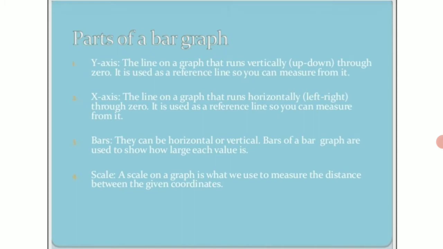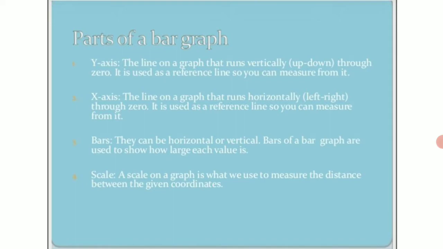Now, children, coming into the details of the parts of the bar graph, what is the y-axis? The line on a graph that runs vertically is called the y-axis. The line that runs vertically means the line that is coming from up and coming down, that is a vertical line through 0. It is used as a reference line so that you can measure from it. What is the x-axis? The x-axis is the line that runs horizontal. The line on the graph that runs horizontal, that is from left to right, passing through 0. It is used as a reference line so that you can measure from it.